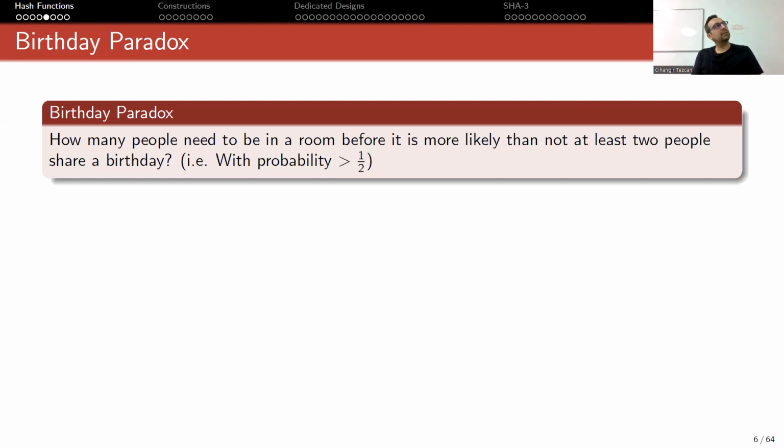When people are asked this question, they generally say half of the days in a year, like 180 or something. It feels like this is the correct answer, but the correct answer is 23, which is much smaller than 180, right? So this is why we call it a paradox. There's nothing surprising about it, because I will show you how to calculate it in a minute.